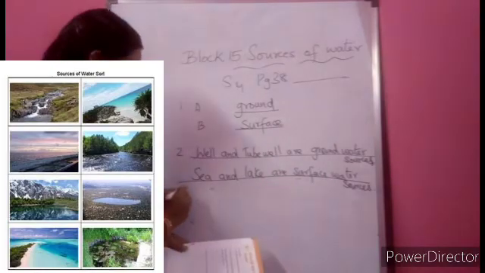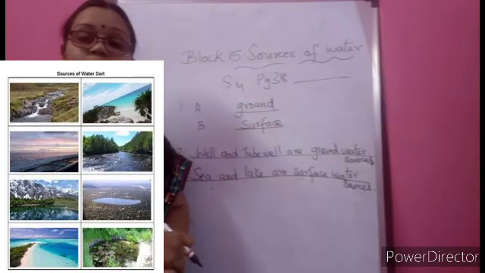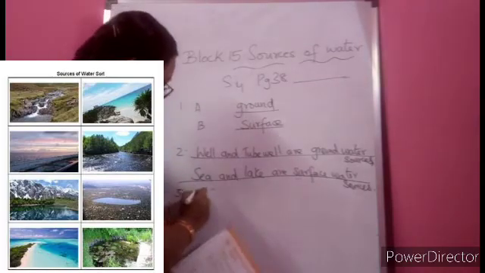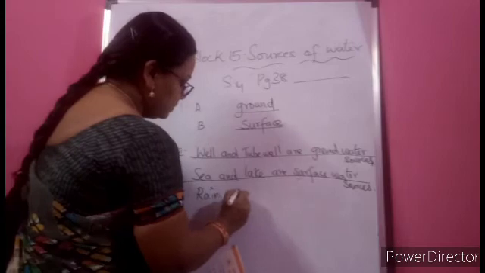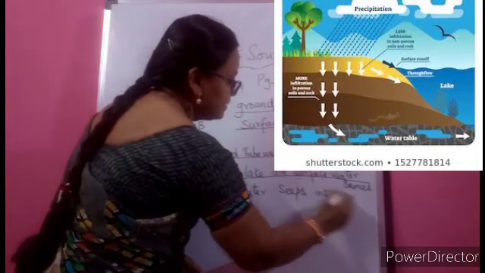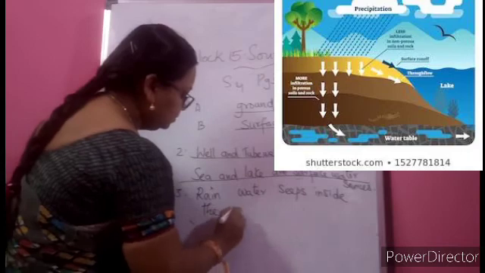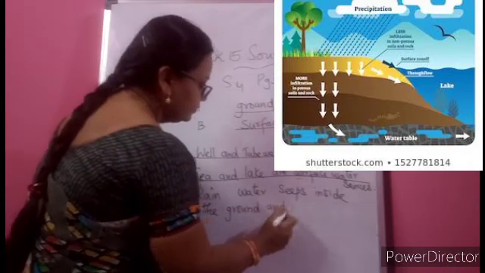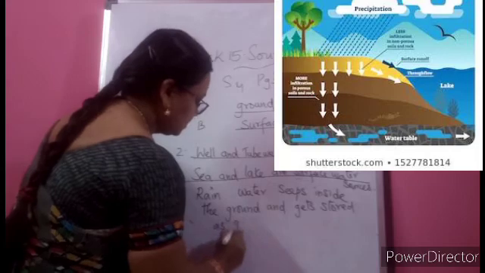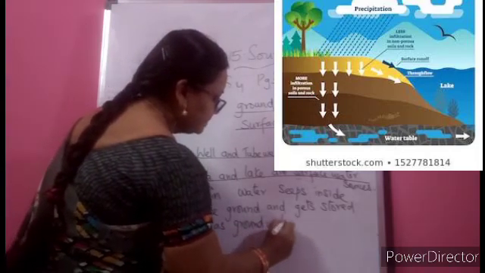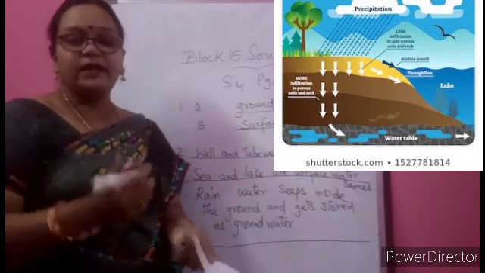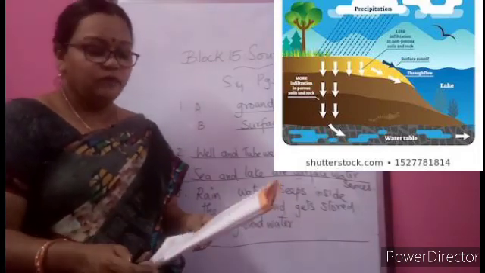Where does groundwater come from? Groundwater is there now. How did the groundwater come? We are able to get it. Very good. Where does the groundwater come from? Rain water seeps inside the ground and gets stored as groundwater. Seeps means they go inside. Rain water seeps inside the ground and gets stored as groundwater. Even the rivers and lakes, everything, the main source is rain. Just now we learned. So you complete that.